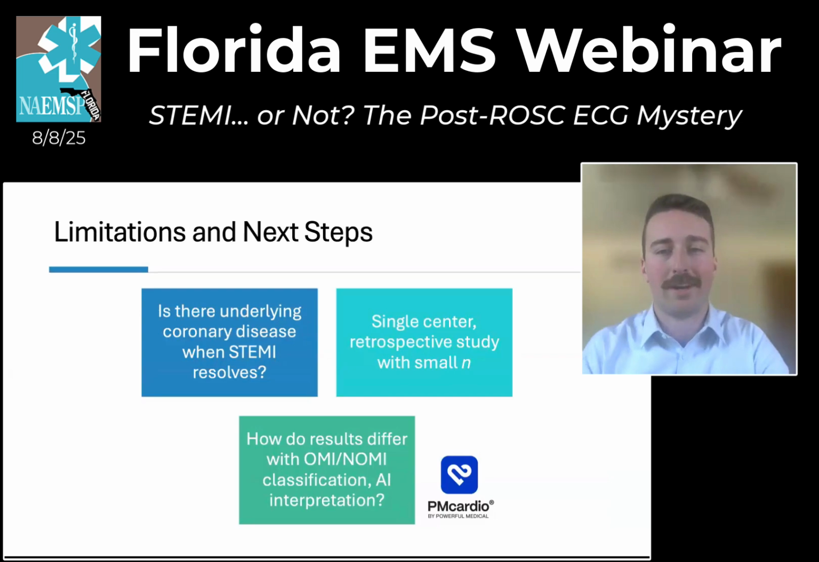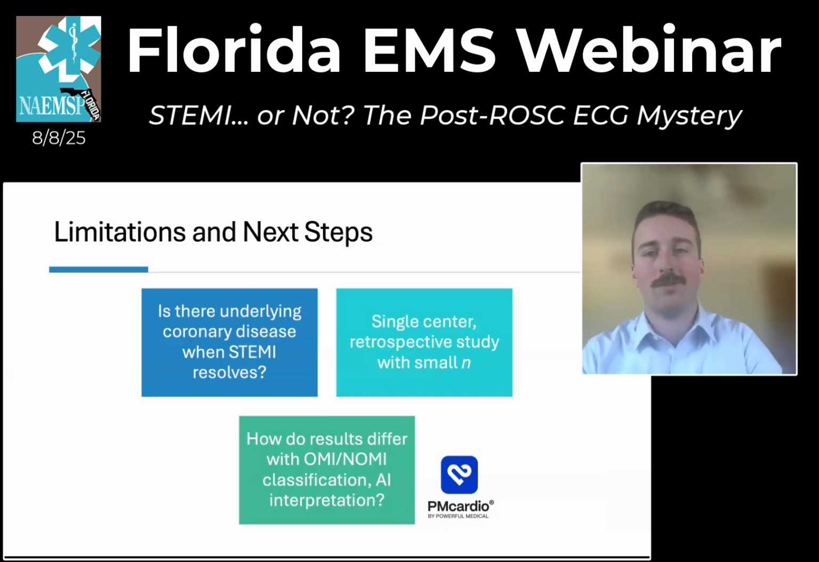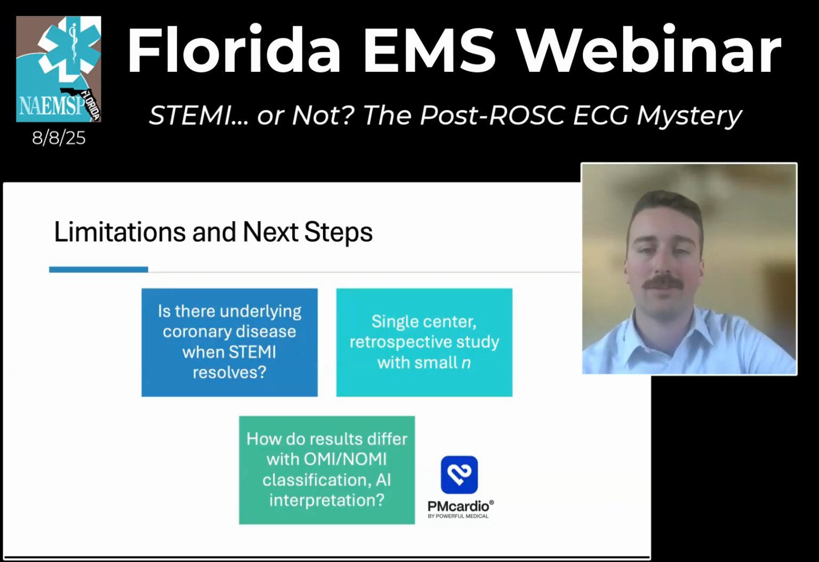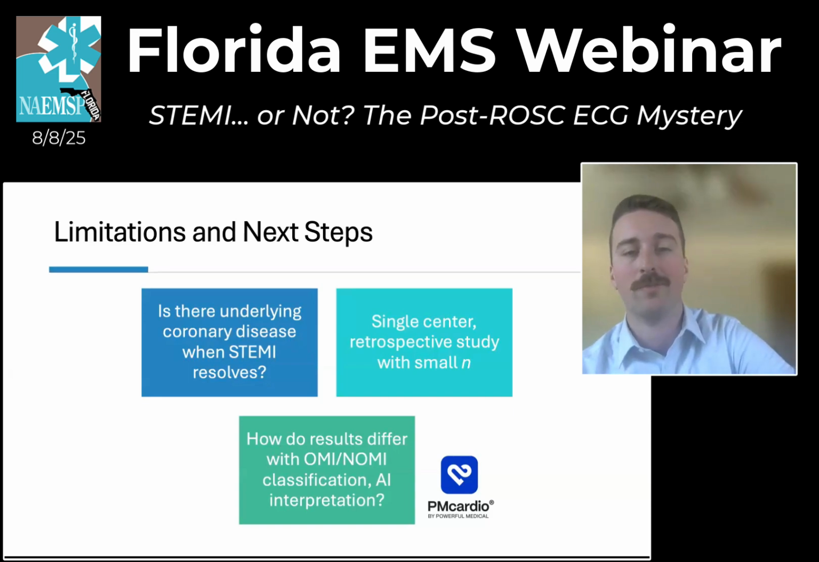So some next steps that are really interesting and I'm excited to try and look at while I'm here at Hennepin: potentially, is there underlying coronary disease when these STEMI patients resolve? We really need angiography to look at the predictive value of 12 leads at different time points following ROSC, as well as looking at how medications and other aspects of resuscitation may inform that value of your 12 lead. Certainly doing this with a larger sample size, more than 176 patients, would be valuable.